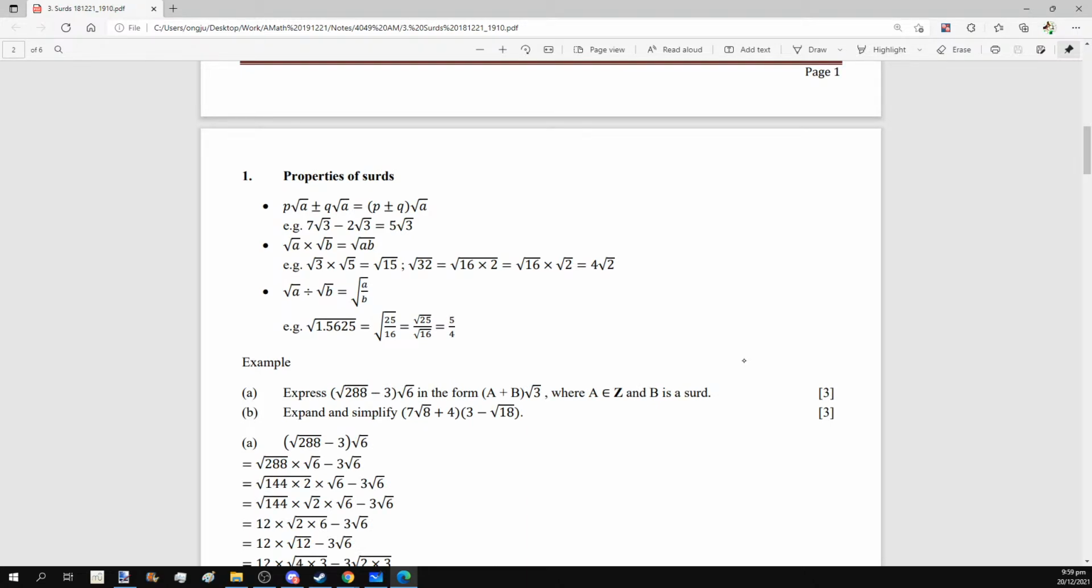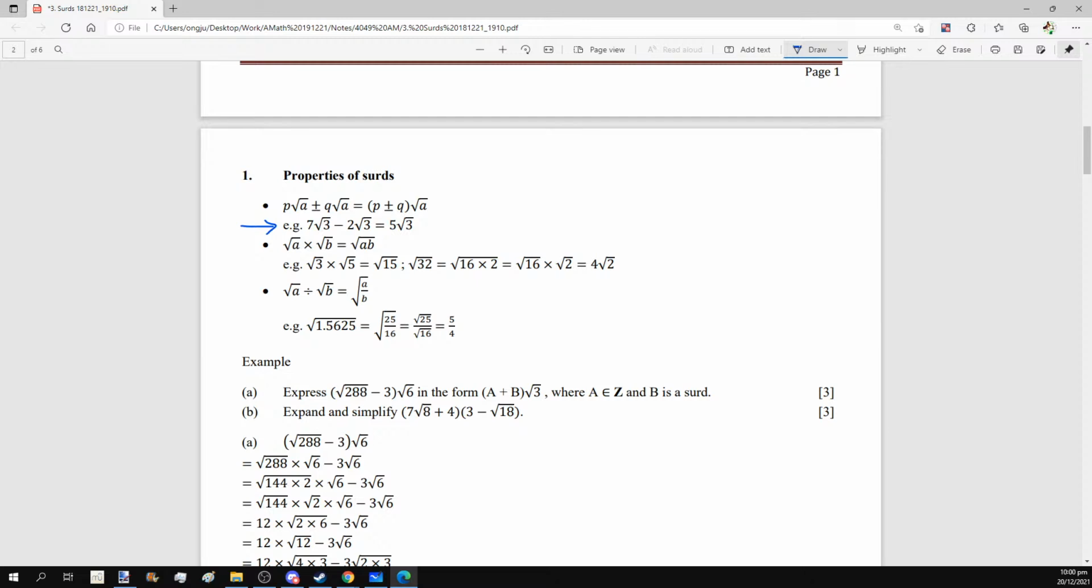So firstly, as far as the properties of square roots go, we don't have much to say. The first thing to be aware of is that square roots themselves can be factorized. For example, in this line over here, if you factorize out the square root of 3, you will simply have 7 minus 2, which naturally gives you 5. Somewhat straightforward.